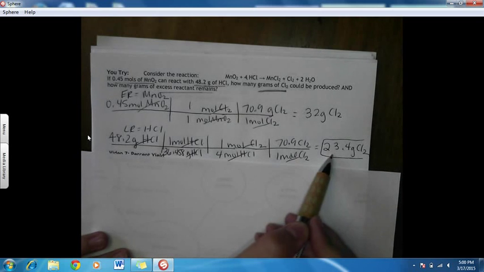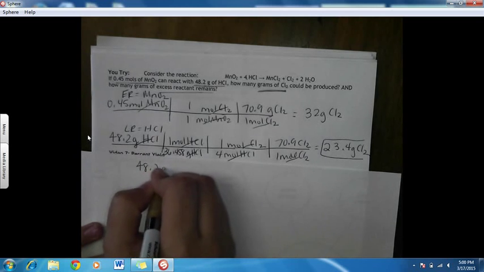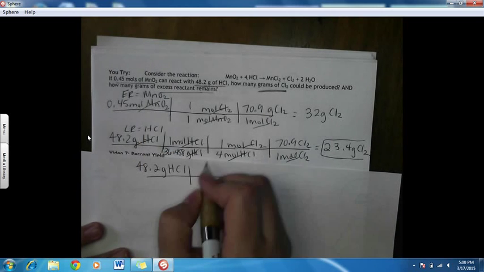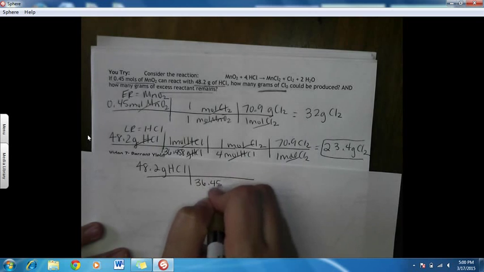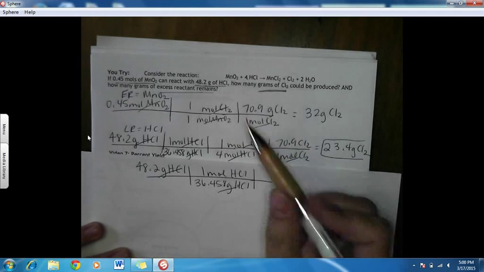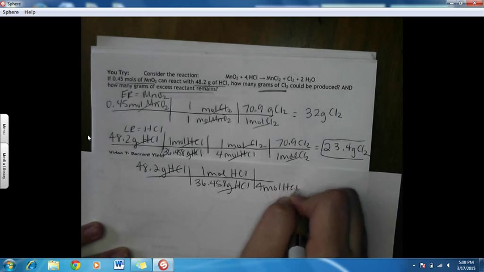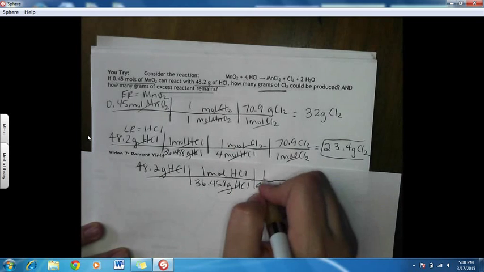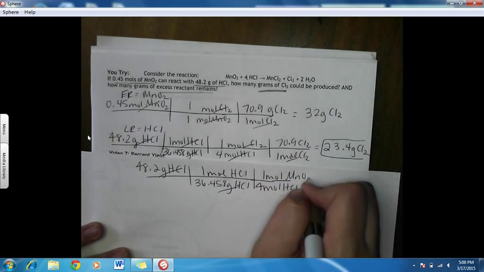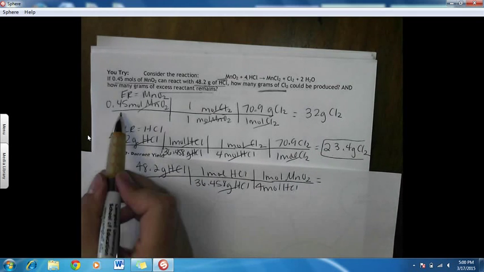And so we're going to try the other method that I told you before. So we'll do 48.2 grams of HCl, and we're going to convert that to our excess reactant. So again, we convert our grams of HCl to moles. But this time, instead of going to our product, we're going to go to our other reactant. And so we have 4 moles of HCl to 1 mole of MnO2 here.